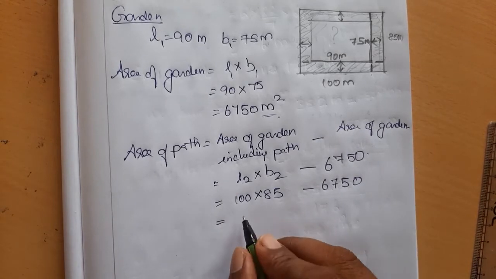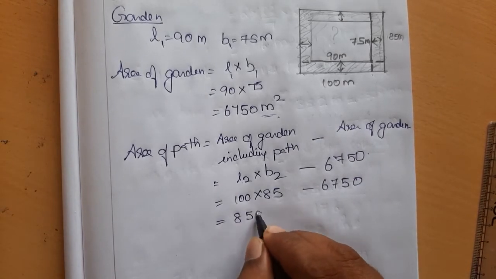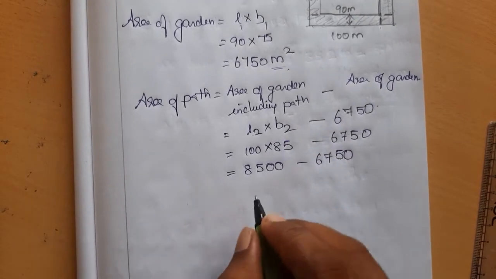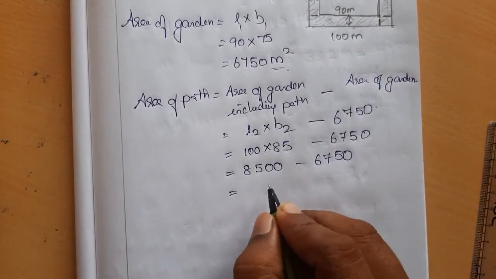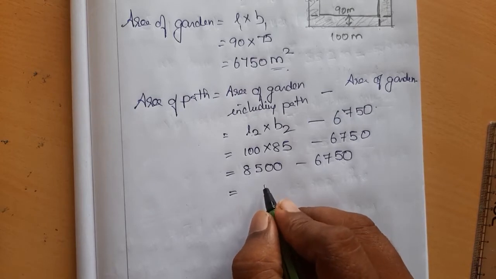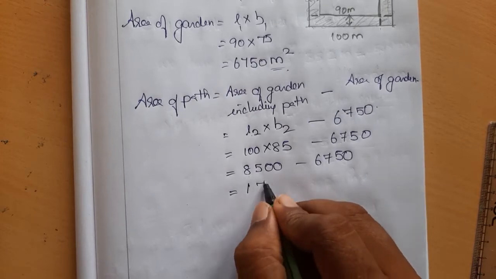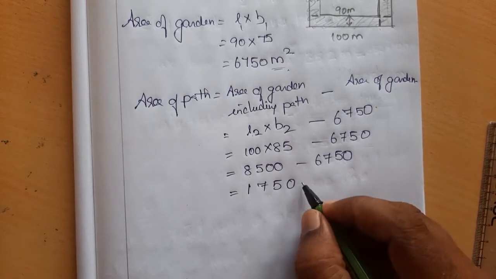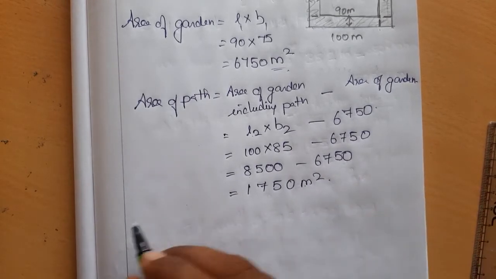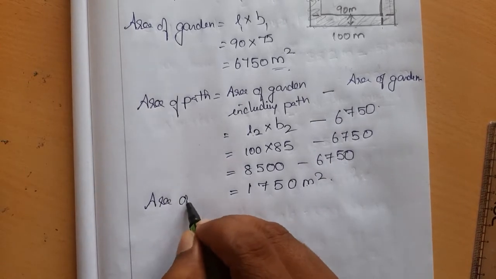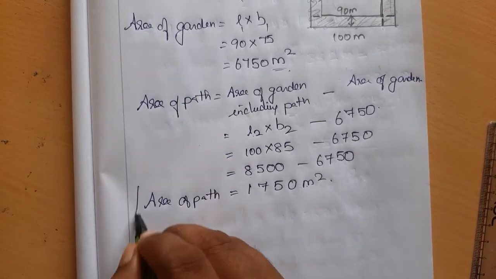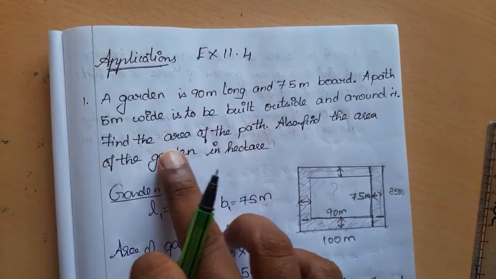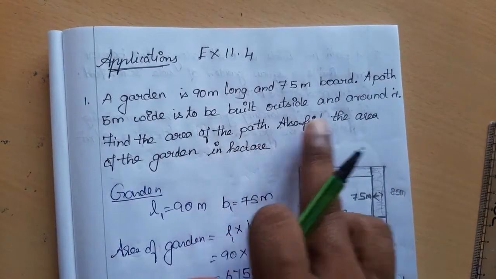100 into 85 is 8500 minus 6750. So if you subtract, we will get 1750, right? So 1750 meter square. So area of a path is equal to 1750 meter square. So they asked to find the area of the path and also the area of the garden in hectare.